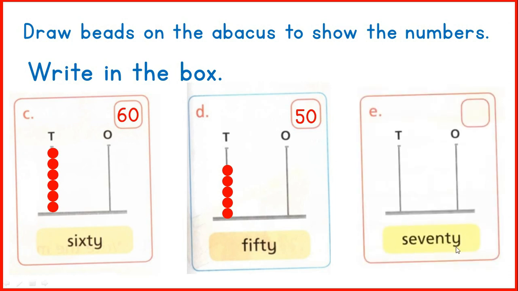Okay, now E part. Read this number 70. 70 means 7 tens. How many tens? 7 tens. 70 means 7 tens. Now you have to draw 7 beads on the tens rod. 1 2 3 4 5 6 7. Okay, now you have 7 tens, and 7 tens means 70. Right here 70.